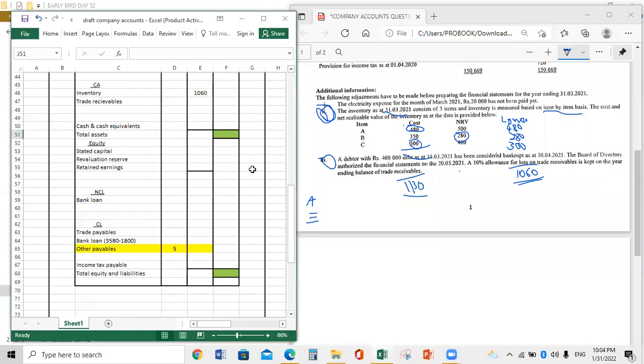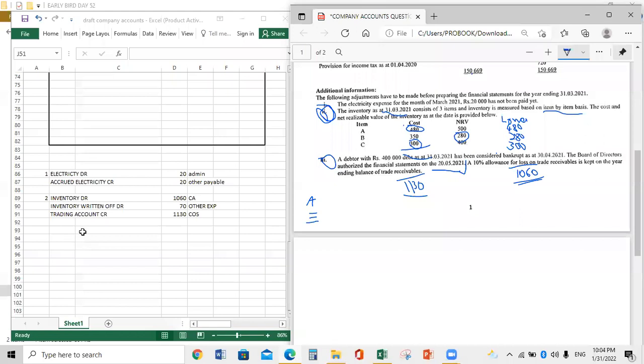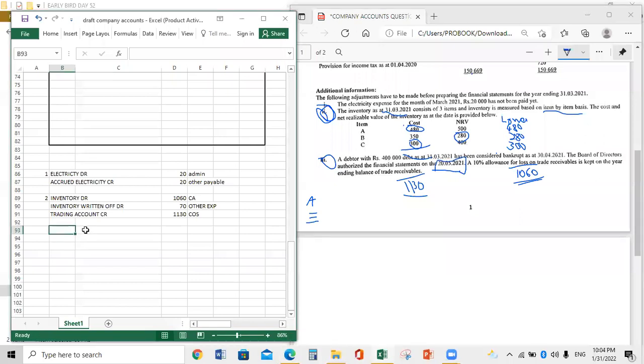You should adjust it. Now they are telling us they are authorizing. The board of directors are signing the financial statements on 20th May. So that is before the date of authorization. So guys, because it's before the date of authorization, you have to adjust it.